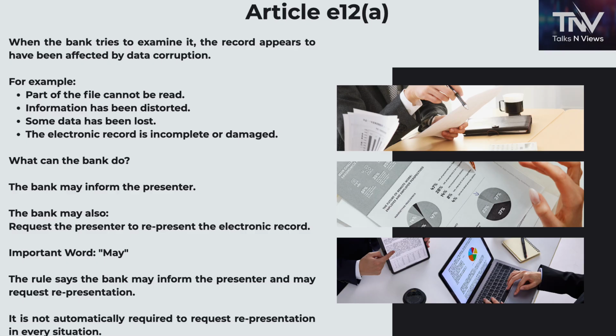Article E12, A. What is data corruption? Suppose a bank receives an electronic record. When the bank tries to examine it, the record appears to have been affected by data corruption. For example, part of the file cannot be read. Information has been distorted. Some data has been lost. The electronic record is incomplete or damaged. What can the bank do?